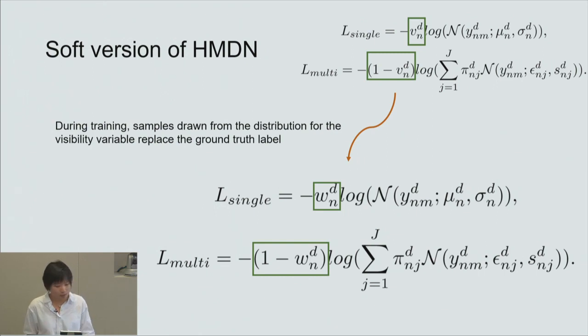So to help with this problem, instead of using the binary visibility label V to compute the likelihood or the loss function during training, we use samples drawn from the estimated distribution. When the number of samples for the visibility is large enough, the average of these samples becomes W. So we replace V by W during training, and we call this a soft version of our proposed method.